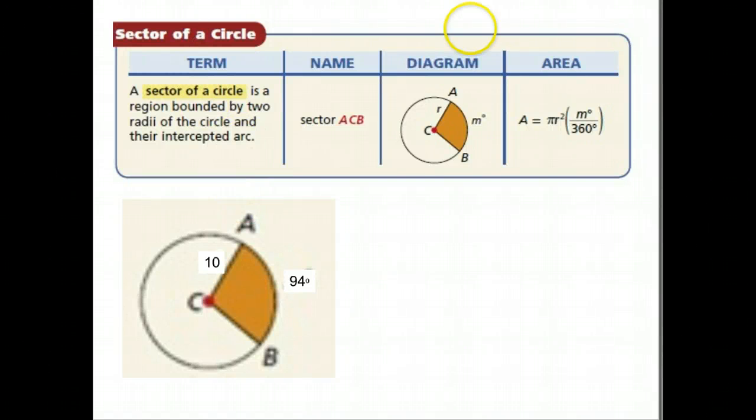It's the outer, just the outer rim. A sector is the actual piece of pie or the piece of pizza. It's the whole section that you are cutting out of the circle. Okay, that's what a sector is.